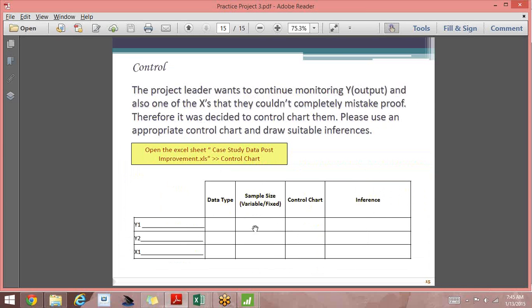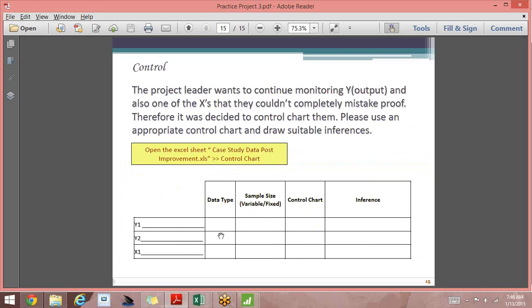Now we move on to the control chart. The project leader wants to continuously monitor Y. What is Y? Your customer activation time. He wants to monitor that, and also one of the X's that they could not completely mistake proof. Therefore, it was decided to control chart them. Please use the appropriate control chart and draw the inferences. Y is your customer activation. Another thing is percentage defects.